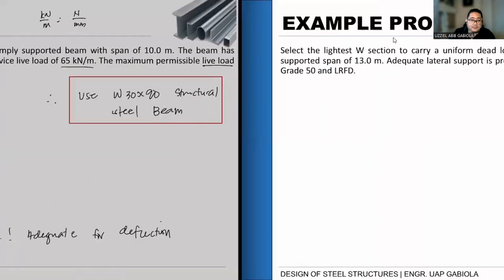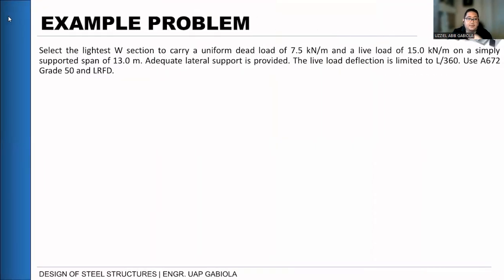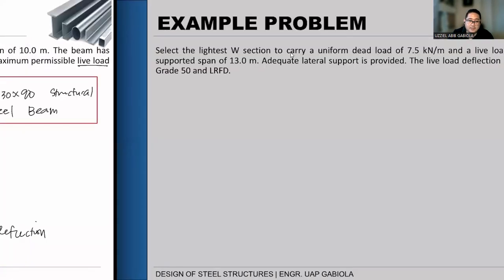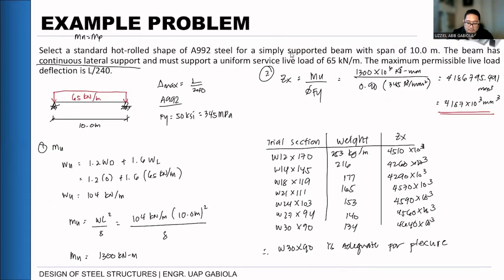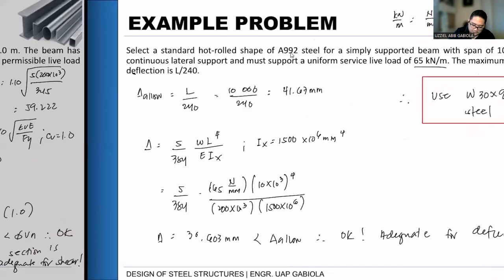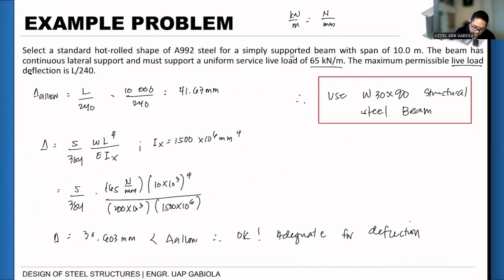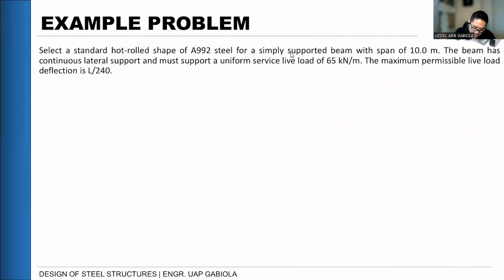Okay, let's continue. So, second example: select the lightest W section to carry a uniform dead load. Before we proceed, let's try the design chart. This is the value of mm cube that we got, so let's use this value with our design chart. This is the required ZX capacity that we got.